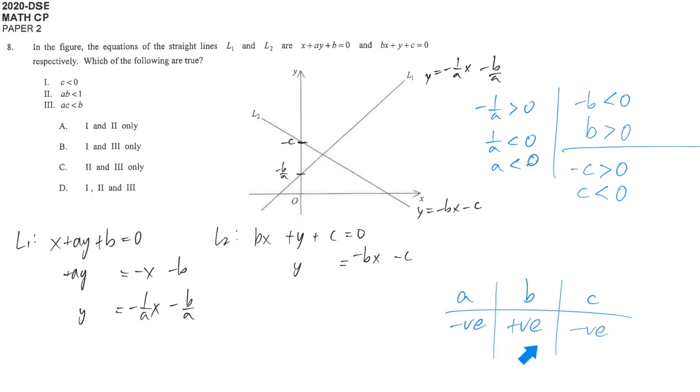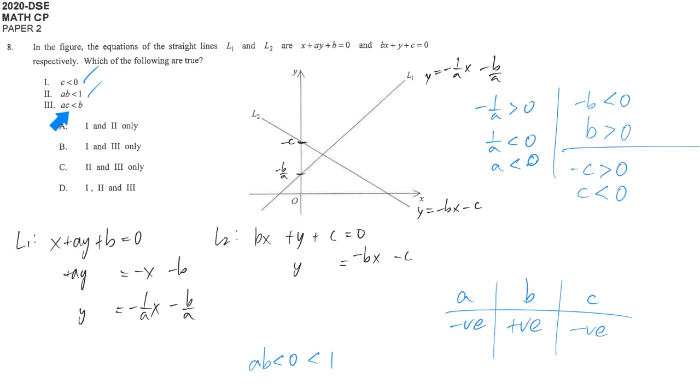After we identify whether they are positive or negative, then we can focus on the statements. Is c smaller than 0? Yes, c is negative, so this is correct. A times b is more than 1, so we may think about it. A is negative times some positive, so ab is less than 0. Of course, it's not more than 1 either, so this is also not correct.